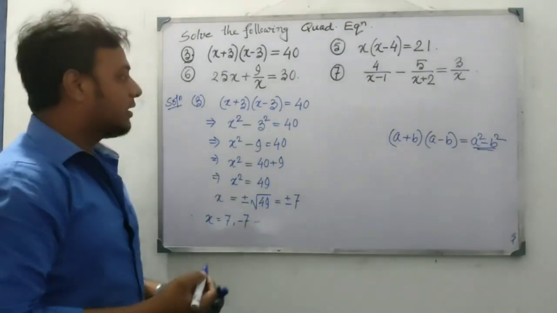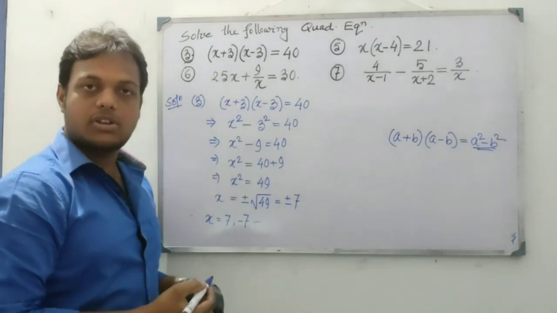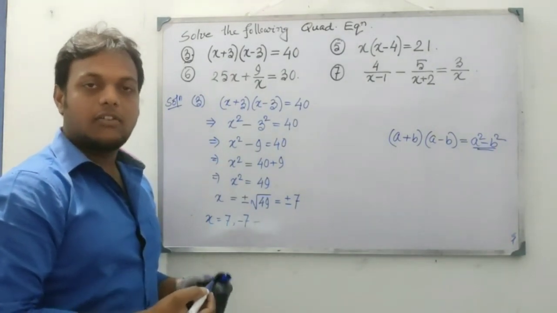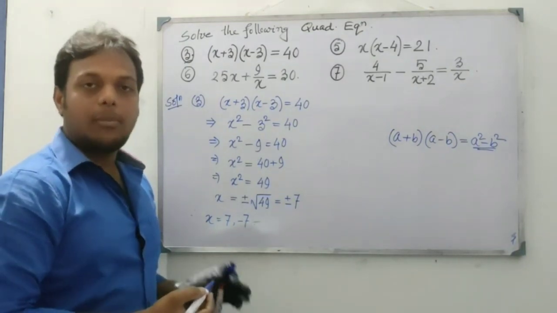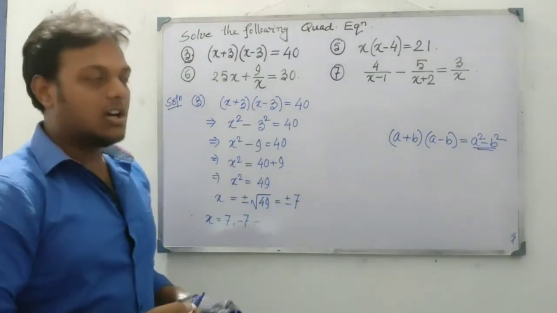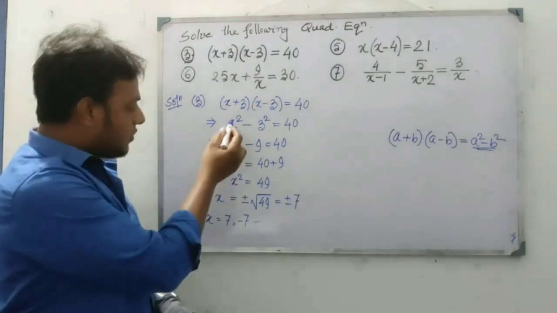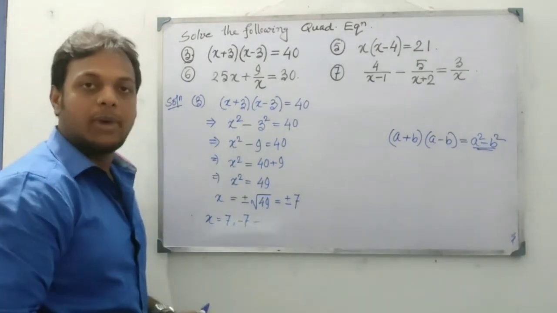I told you that the number of roots of an equation is equal to the degree of the equation. Since this is a 2 degree equation, we must get 2 roots. So the two roots are, one is 7 and another one is minus 7.